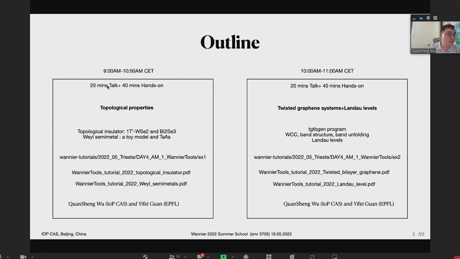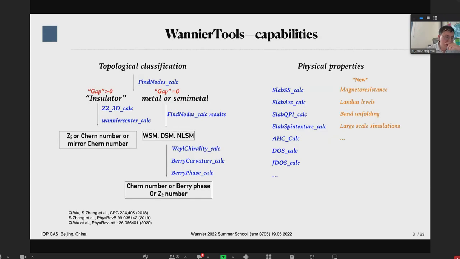Each session will break into two parts: a 20 minute talk and 40 minutes of hands-on. Thanks to David and Eva, because during their talks they already introduced a lot of the theoretical background of topological properties, including the Wilson loop, Berry phase, and Berry curvature. The Wilson loop is also called the Wannier center in this session. So now we can focus on how to use WannierTools. Please record this session.